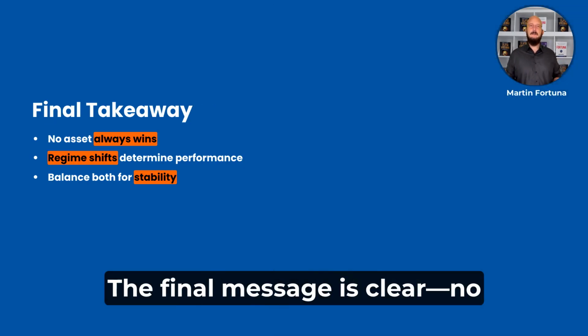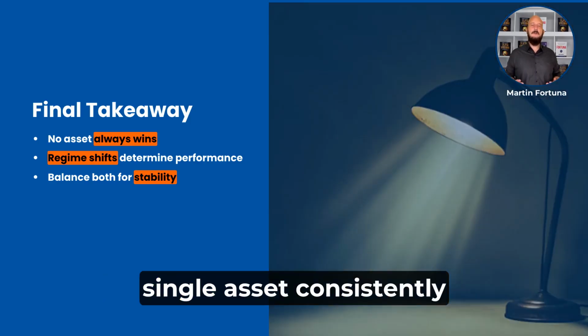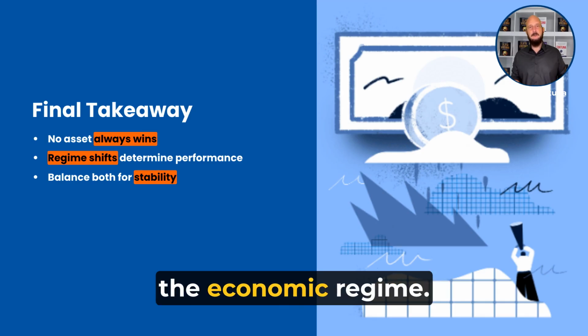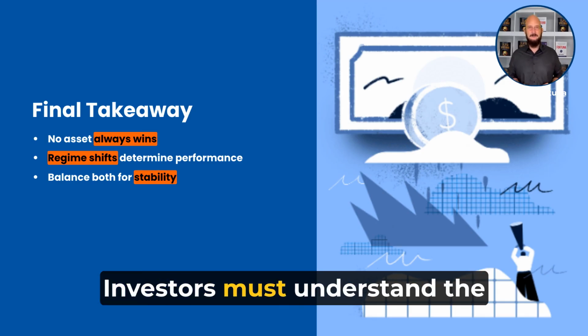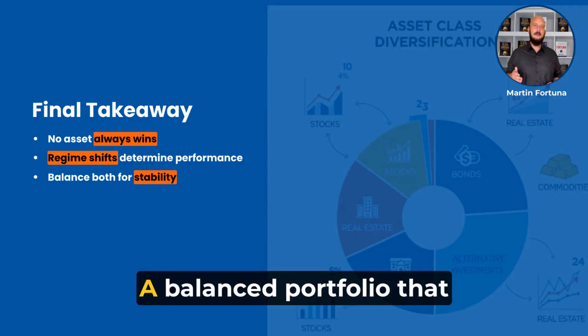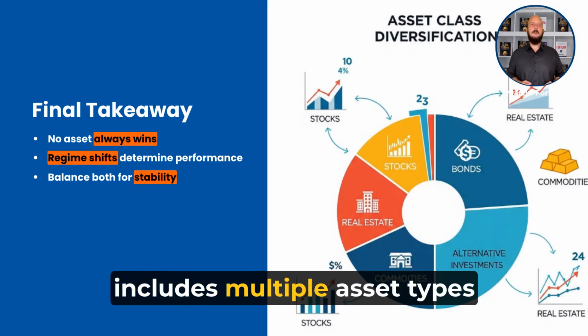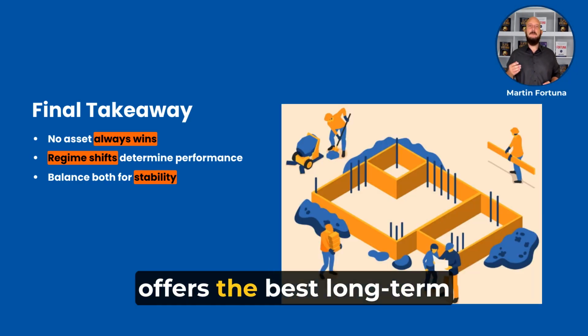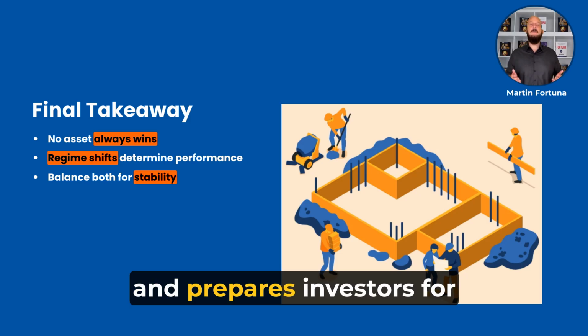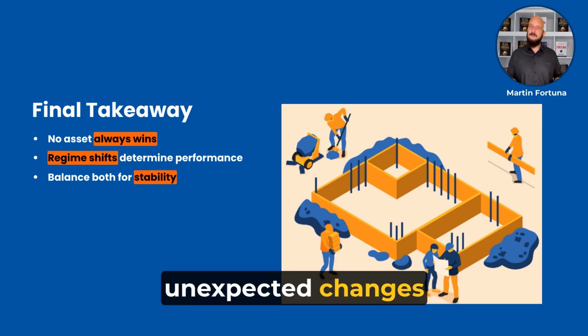Final takeaway. The final message is clear. No single asset consistently outperforms. Performance depends on the economic regime. Investors must understand the broader context rather than rely on one factor. A balanced portfolio that includes multiple asset types offers the best long-term stability. This balance helps reduce risk and prepares investors for unexpected changes in the market.